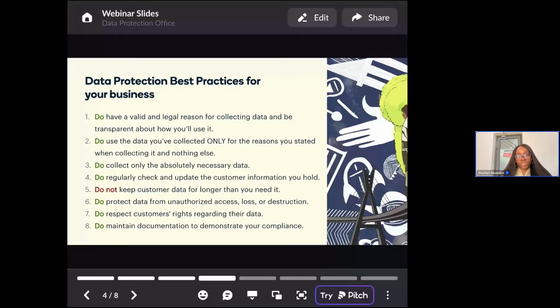Okay, so jumping into the best practices for your business. The first is when you're collecting customer data, make sure that you have a valid and legal reason for collecting it, and also be transparent about how you use it.